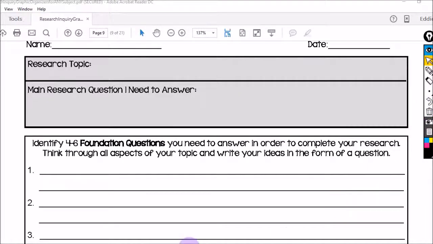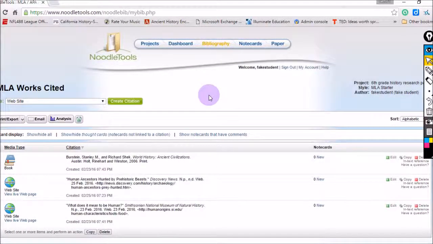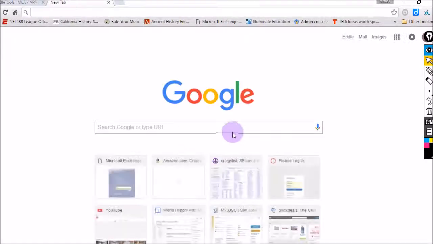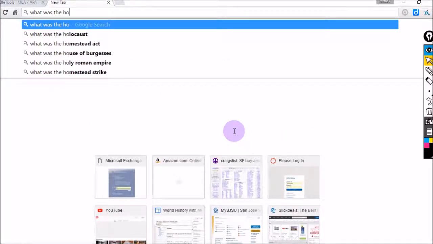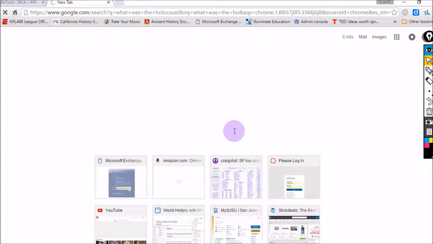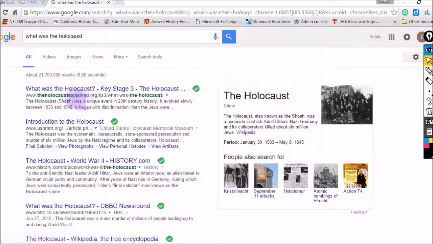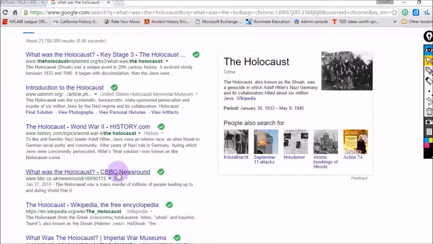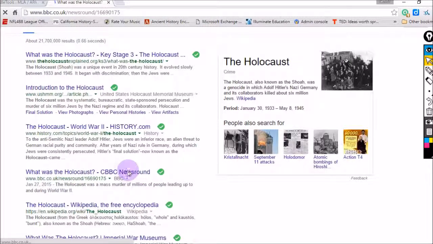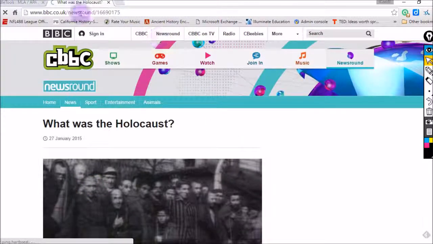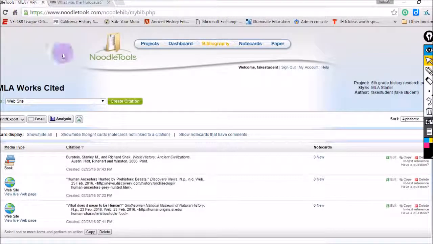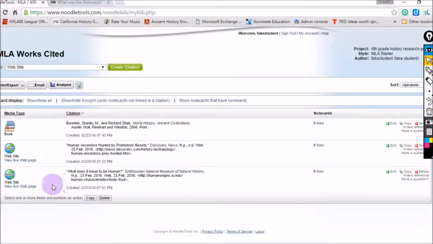So then once you have that, you would go and start looking for your answers. If I say, what was the Holocaust? I could just type that in. I'm sure I'm going to get tons of websites on that. I have holocaustexplained.org, Introduction to the Holocaust, history.com is decent. This one's really good. BBC is a really respected website. And so I have that. Now I can add this to my bibliography in NoodleTools. If I go to bibliography, I could just add it in here.